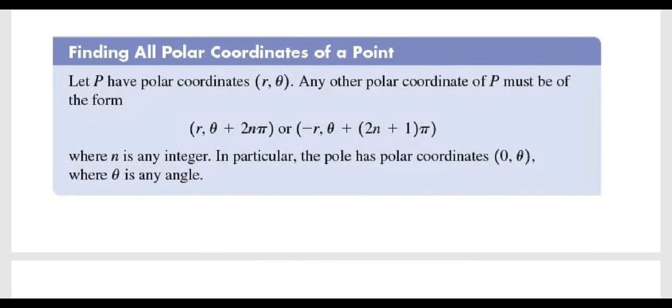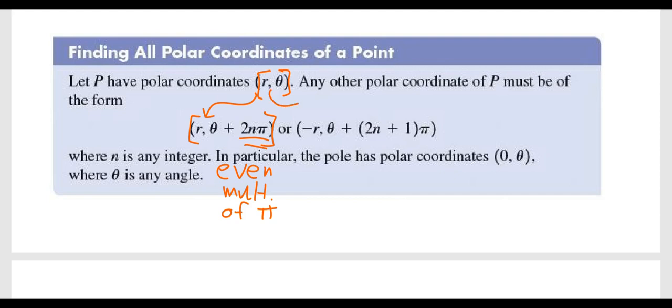Okay, so you can see here that you've got this r, your original r theta, and if you keep r positive, then you can add any even multiple of pi, like 2 pi or 4 pi or 6 pi, or you could go negative 2 pi, negative 4 pi, negative 6 pi.